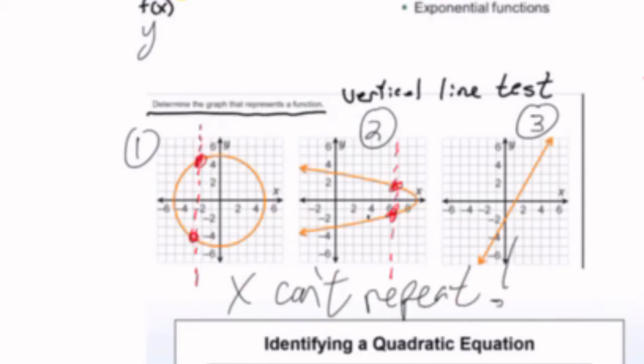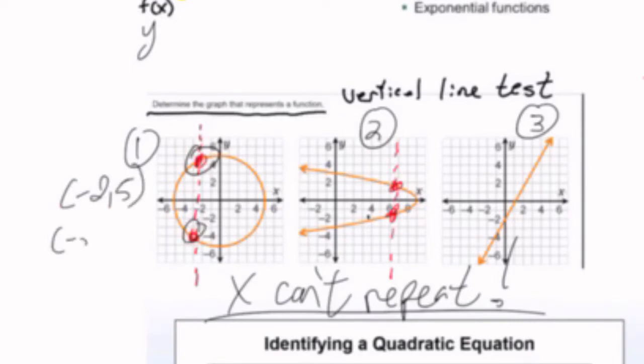Determine the graph that represents a function is going to be our next example. There are 3 graphs given. The first graph is a circle. The second graph is a parabola facing the left direction. And the third graph is a linear line. How are we going to determine which represents a function? It's the vertical line test.